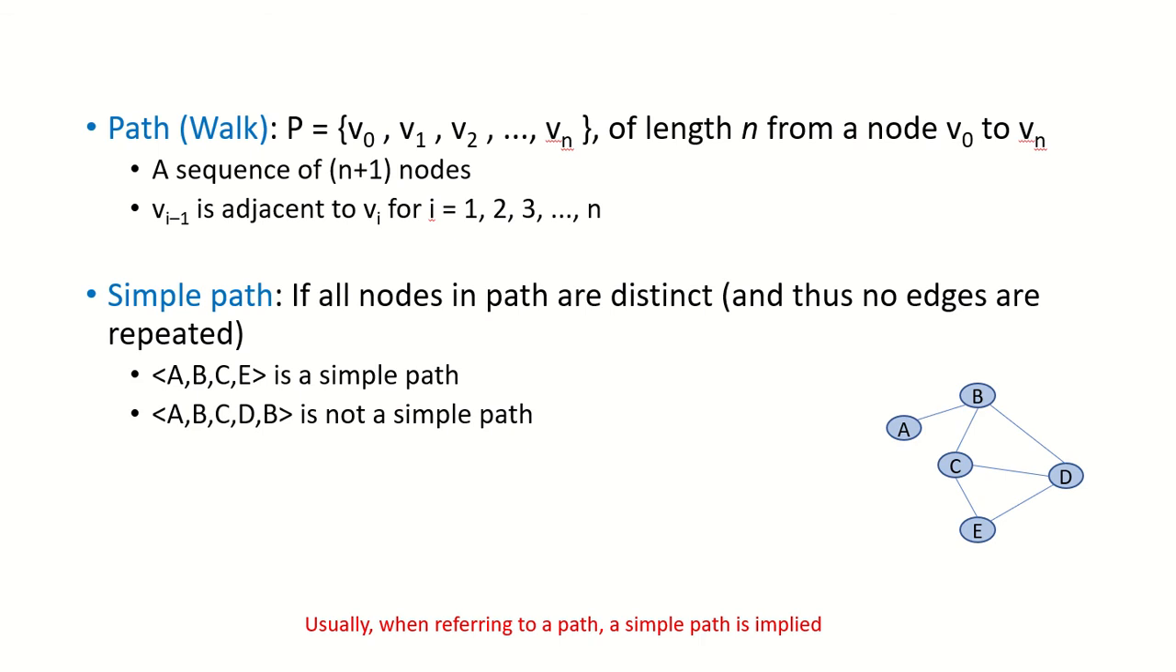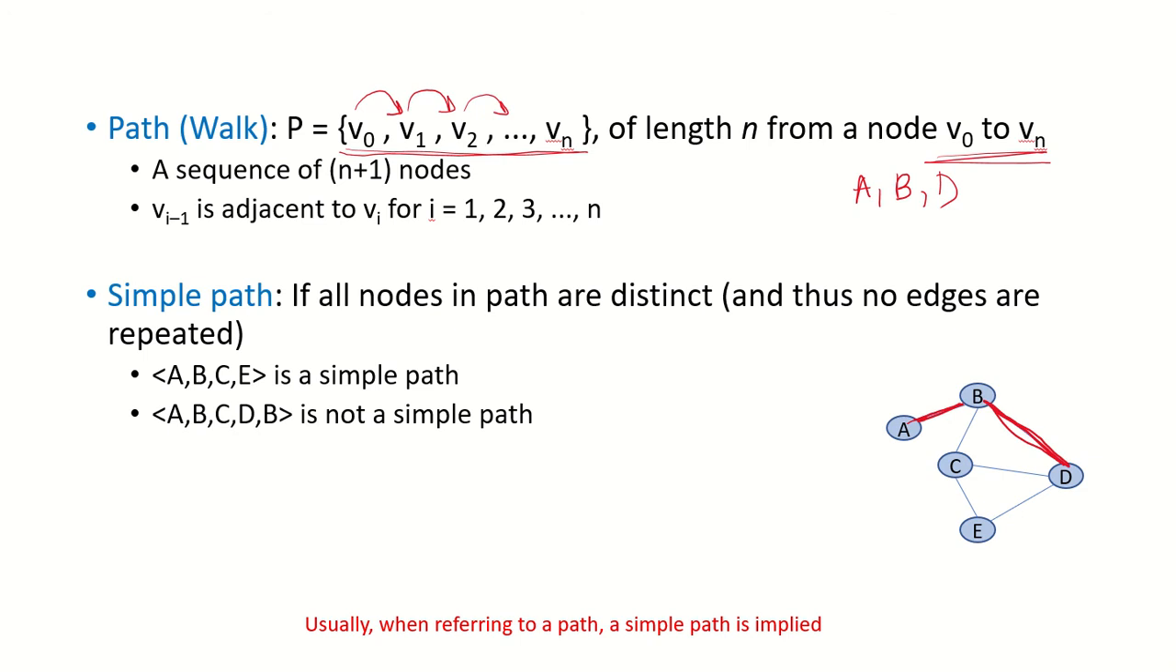A path is a sequence of nodes. So if we have a sequence of nodes which begins from, say, V0 and ends at Vn, then this is referred to as a path, and in this each node is adjacent to its previous node. So V0 is adjacent to V1, V1 is adjacent to V2, V2 is adjacent to V3, and so on. So if we have a path from, say, node A to D, the path would be A, B and D. I can go from A to B and B to D.